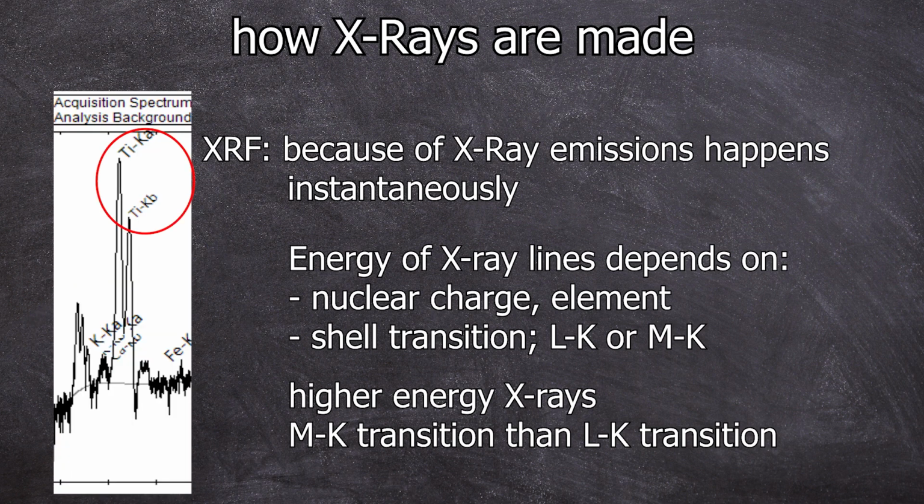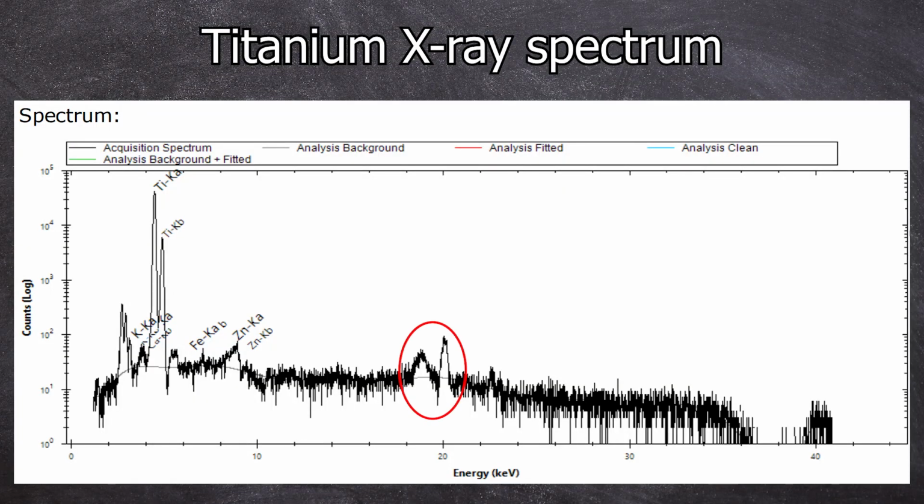Titanium has a nuclear charge or atomic number of 22, so it's very light, and the K lines are in the very low energy range of this spectrum. These two signals will always appear because they are the rhodium K alpha and K beta lines. Rhodium is the anode material, and X-rays are generated in this material, meaning that some rhodium atoms can also be excited and do X-ray fluorescence.